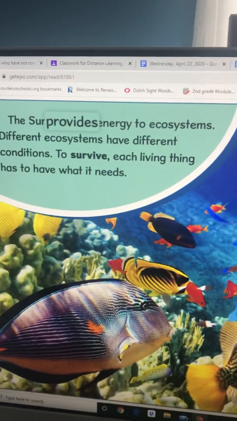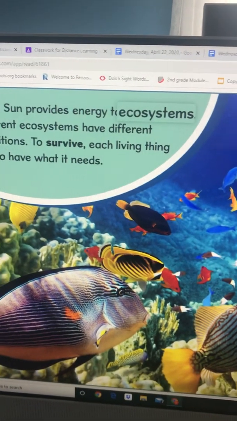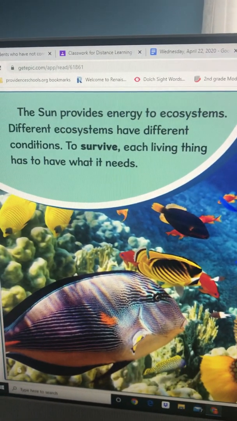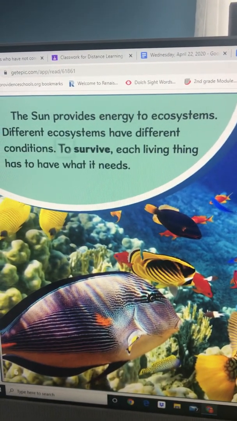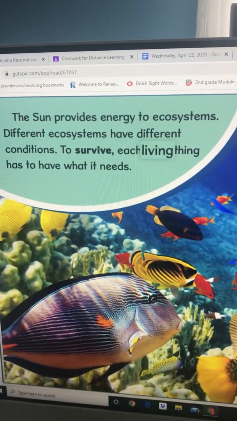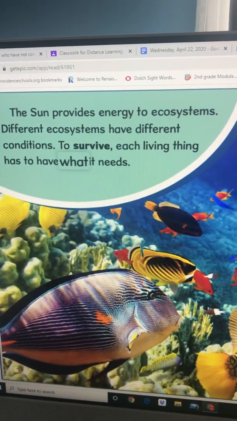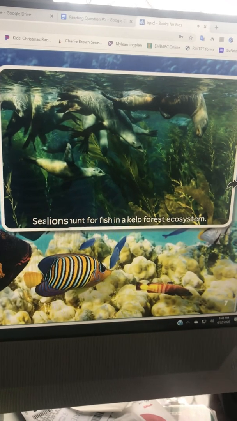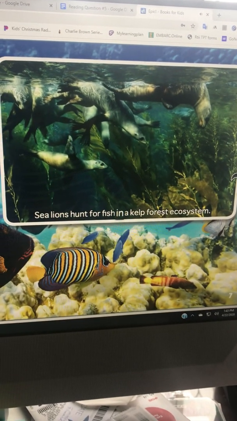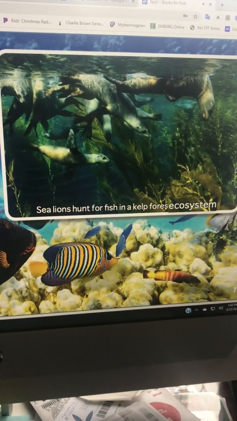The sun provides energy to ecosystems. Different ecosystems have different conditions. To survive, each living thing has to have what it needs. Sea lions hunt for fish in a kelp forest ecosystem.